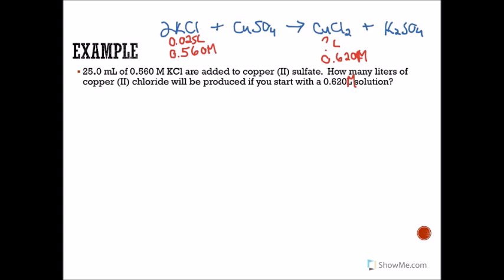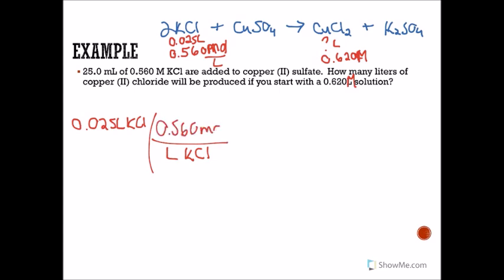We don't start with our copper 2 chloride because there's a question mark there. We're going to need to start with our potassium chloride. And we never start with molarity, remembering that molarity is moles over liters. We start with our liters, so 0.025 liters of potassium chloride. And we convert to moles using our molarity. Our liters of potassium chloride go on the bottom, and our 0.560 moles of potassium chloride go on the top. Our liters cancels out. We use our molar ratio.